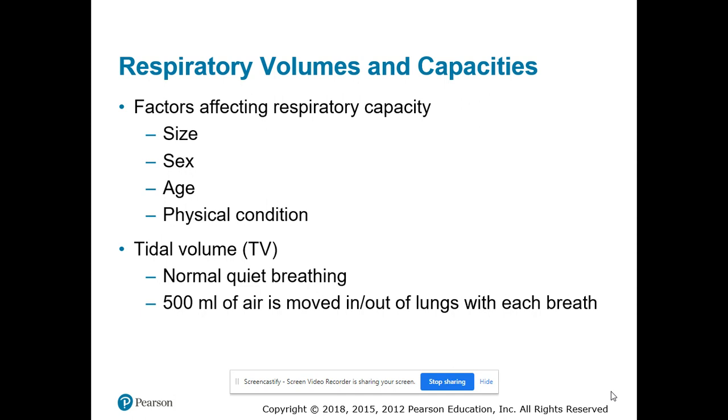The first type of volume we are going to talk about is known as tidal volume, which is abbreviated TV. This is the volume of air that you take in and release when you are just normally breathing sitting down. It's not loud, it's not obnoxious, you're not hyperventilating. It's normal quiet breathing. This is about 500 milliliters of air that moves into and out of your lungs with each breath.